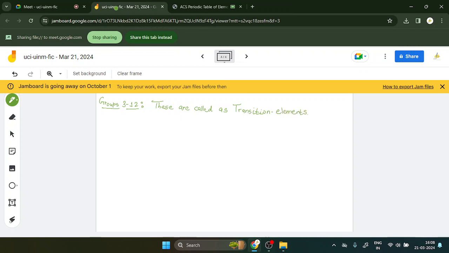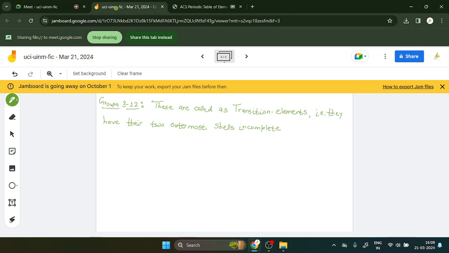Now what do I mean by transition elements? Transition elements means they have their two outermost shells incomplete. Okay, this is group 3 to 12.